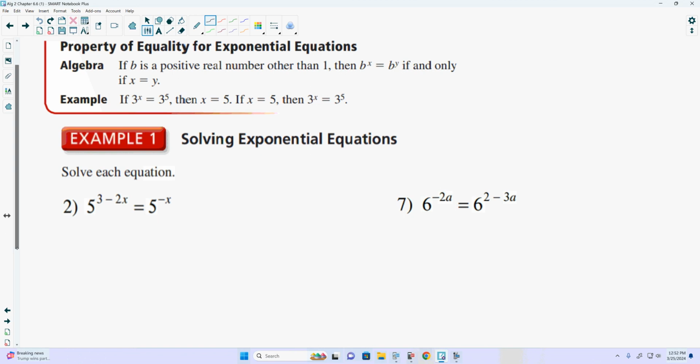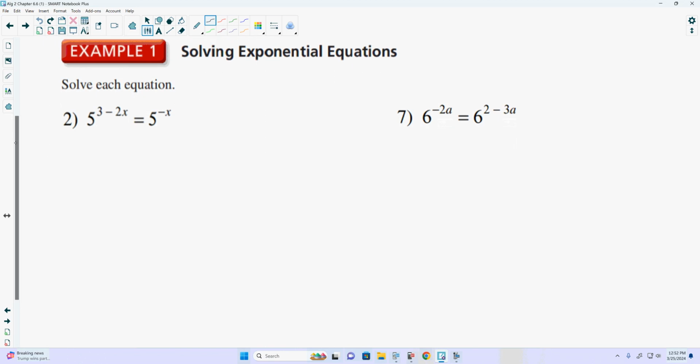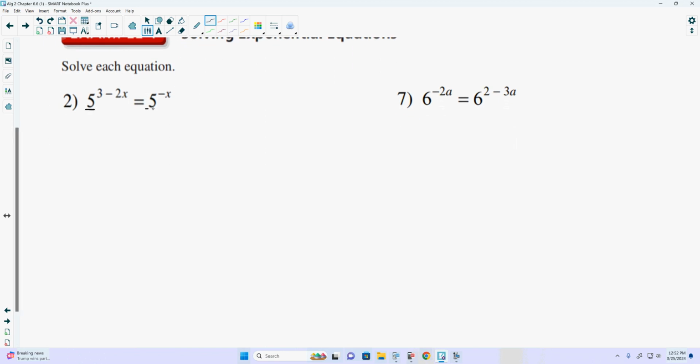And what that property states is if b is a positive real number other than 1, then b to the x equals b to the y if and only if x is equal to y. If the bases are the same, the exponents have to be equal. Because here, the only way 5 to the 3 minus 2x is equal to 5 to the negative x is if 3 minus 2x is equal to negative x.